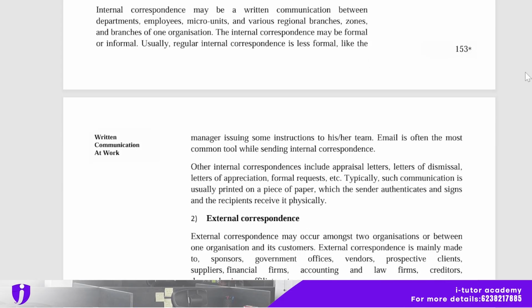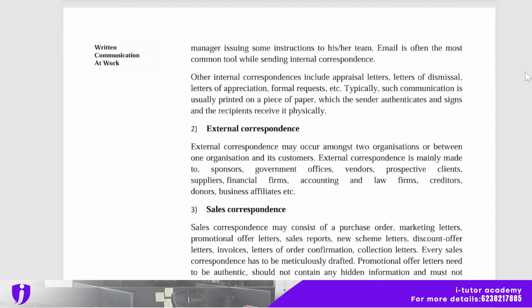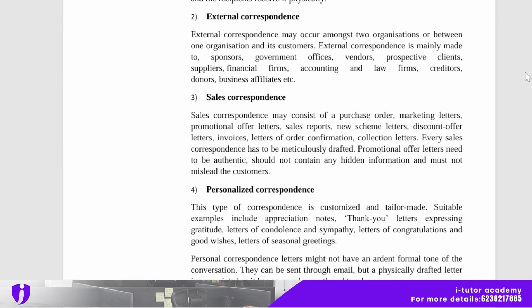Usually, regular internal correspondence is less formal, like a manager issuing some instructions to his or her team. Email is often the most common tool for sending internal correspondence, and other internal correspondence includes appraisal letters, letters of dismissal, letters of appreciation, formal requests, etc. And next is external correspondence. External correspondence may occur between two organizations or between one organization and its customer. External correspondence is mainly made to sponsors, government offices, vendors, prospective clients, suppliers, financial firms, accounting and law firms, creditors, donors, business affiliates, etc.